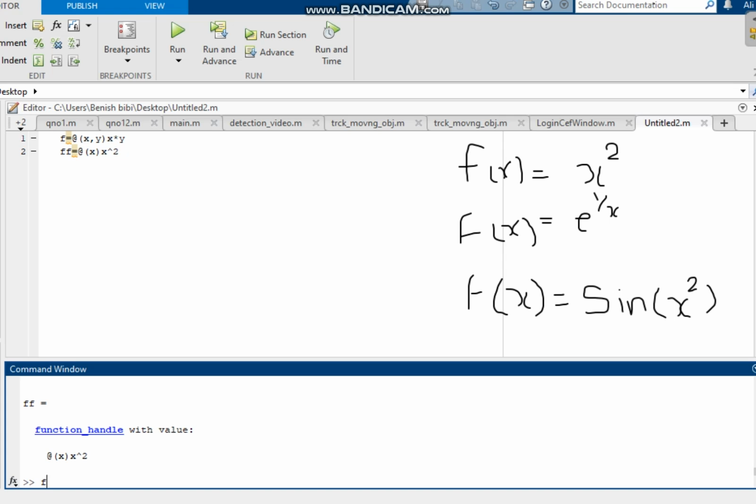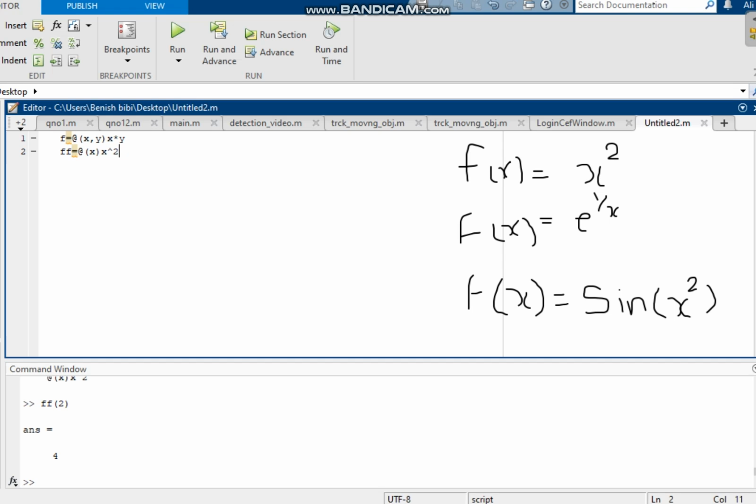Now how to call it in the command window? We give 2. Now we are writing a second line, calling the second function with x square 2. The answer will be equal to 4. Let's see, the answer is 4. You can calculate it manually, then solve here. Now I am going to solve a third equation.